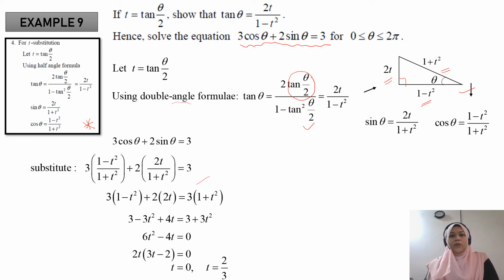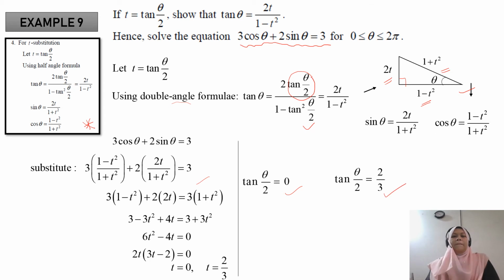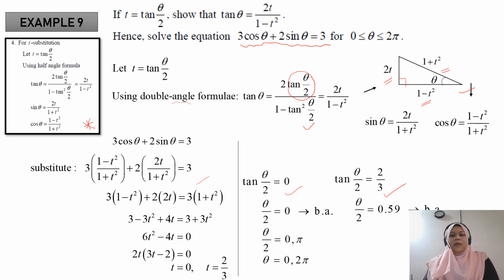The question asks you to solve the equation, meaning that it wants you to find the value of theta. So finding the value of theta, you change back t equals tangent theta over 2. So you will have tangent theta over 2 equals 0, and also tangent theta over 2 equals 2 over 3. You have two equations that you need to solve for theta over 2. Finding the basic angle for both of the solutions, you will get the answer for theta over 2 and theta.